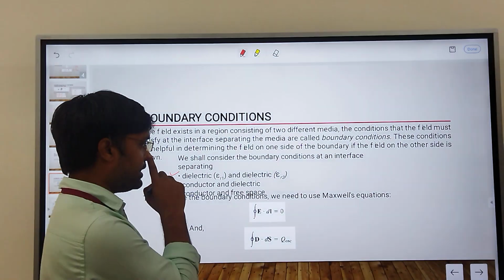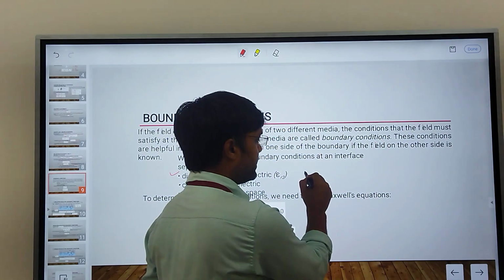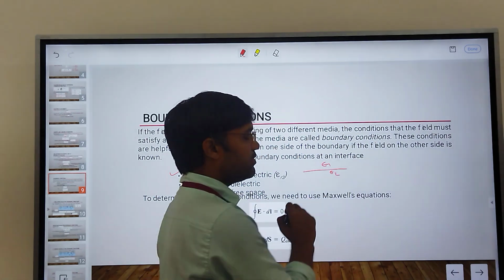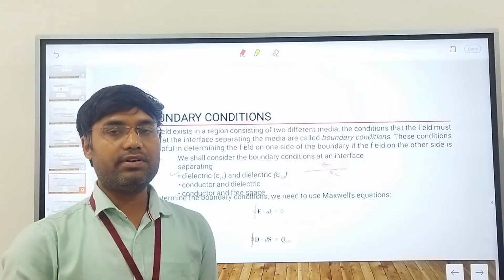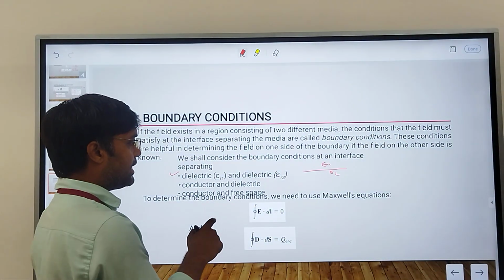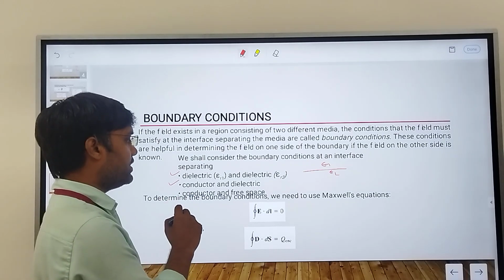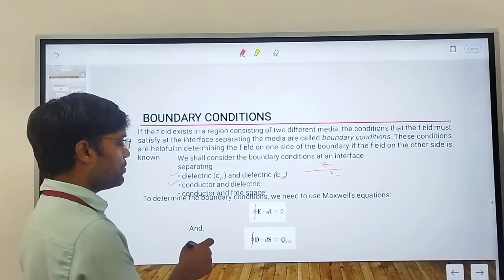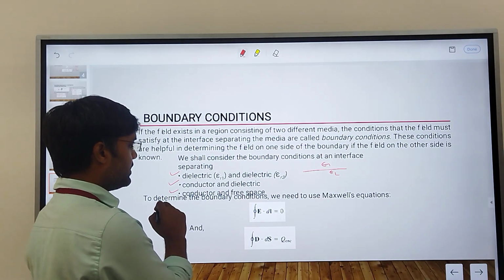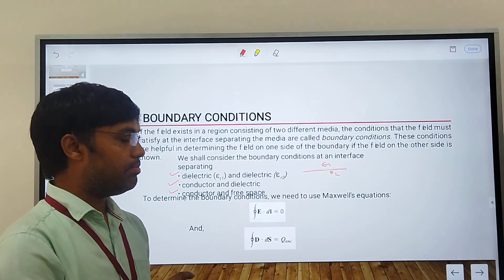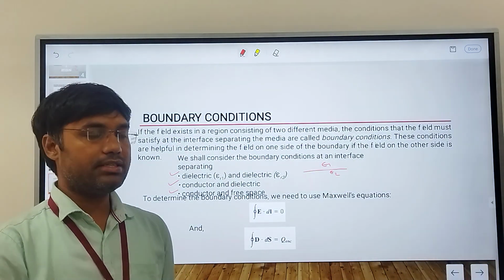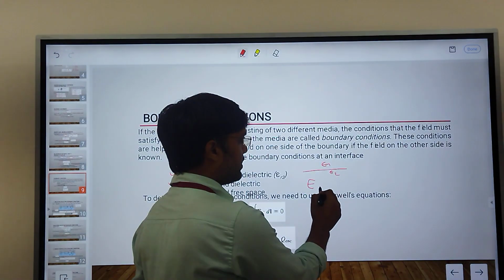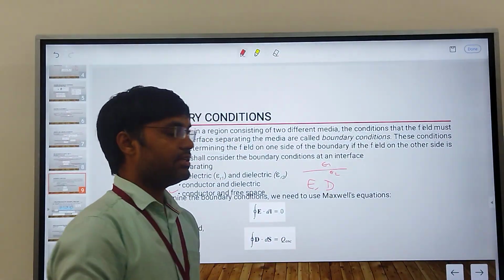First one is dielectric. In case at the boundary two different materials are placed, what is the effect on electric field and electric flux density? We can calculate that here. The second case is if one side is conductor and one side is dielectric, then in this case also we can calculate. And the third one is if one side is conductor and one side is free space, in this case also we can calculate electric field intensity and electric flux density.